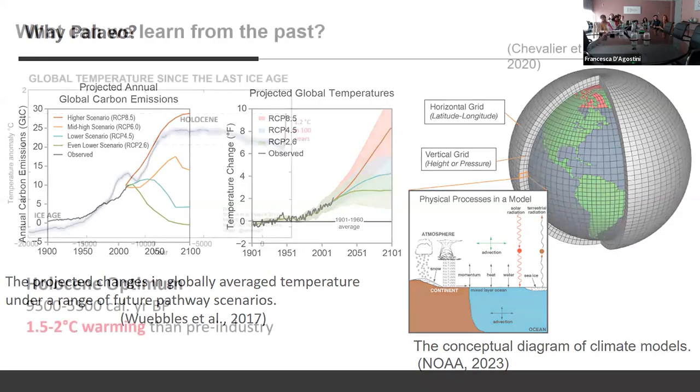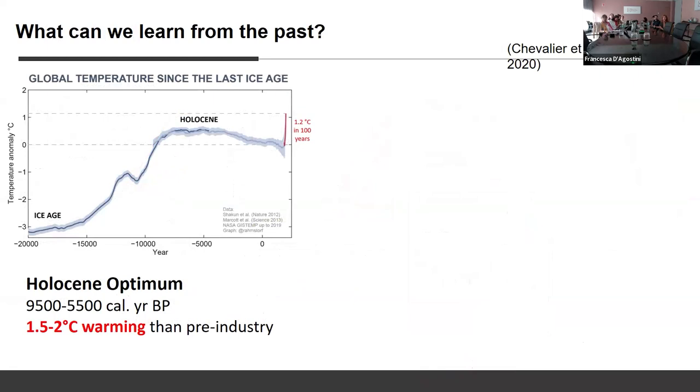So instead of digging deeper into climate modeling, we have another way to understand the future climate, which is going back to the past. The most recent climate warming comparable to a 1.5 degree increase in temperature is the Holocene optimum, which happened around 9,000 years ago and lasted 5,000 years. If we want to know what will happen if the global climate increases by 1.5 degrees, we can go back to the past to see how the climate impacted the terrestrial ecosystem and how humans responded to climate warming under this kind of situation.